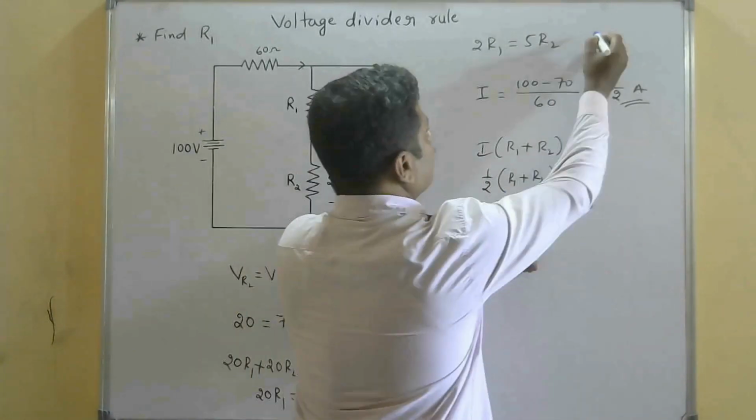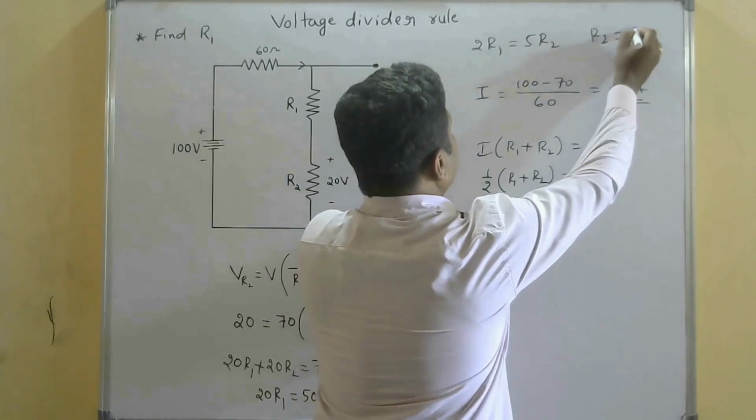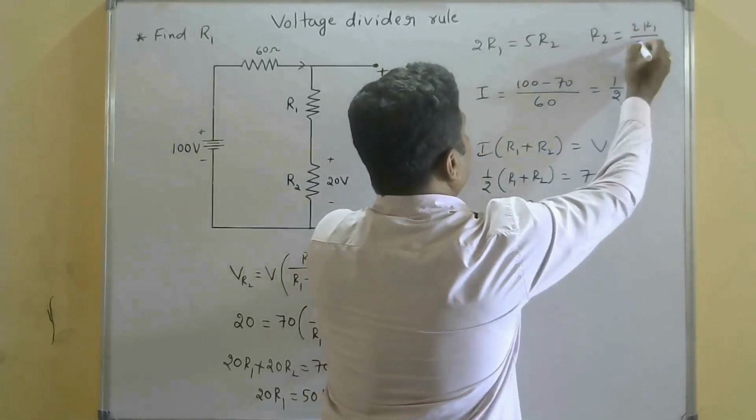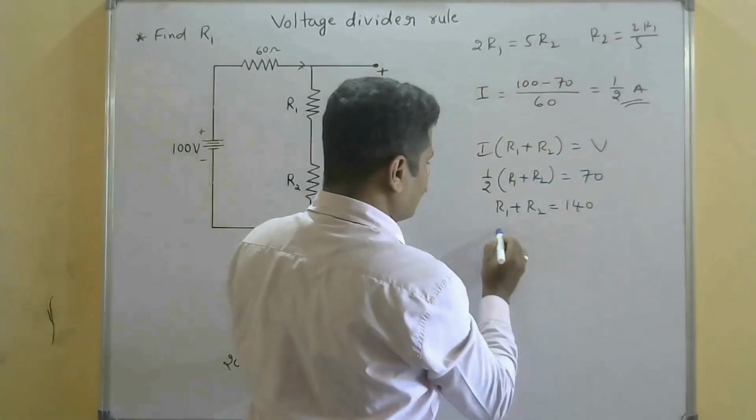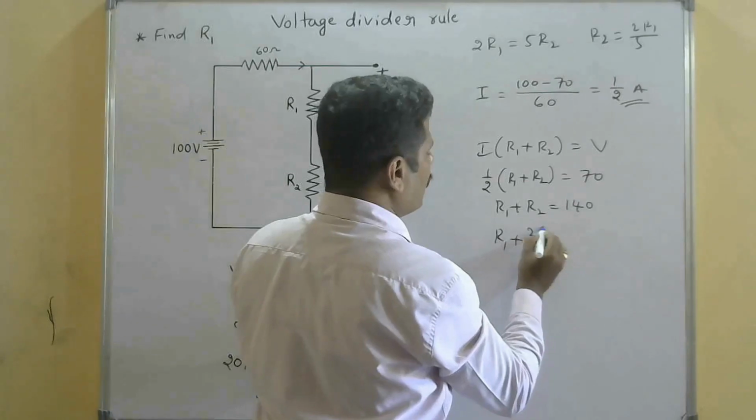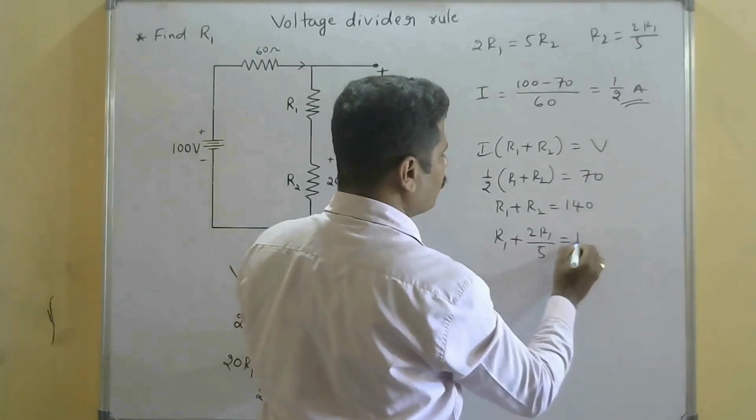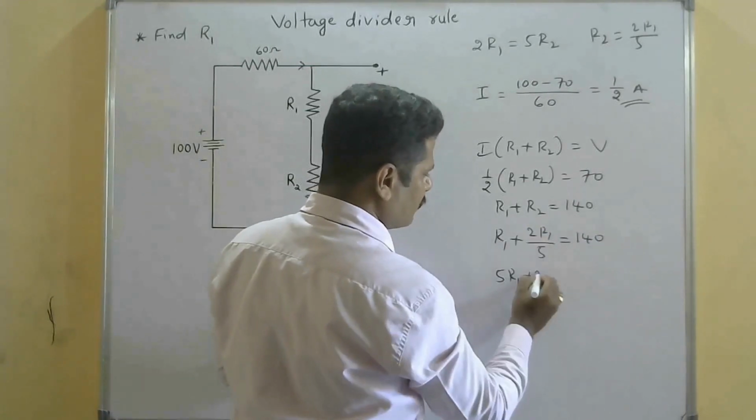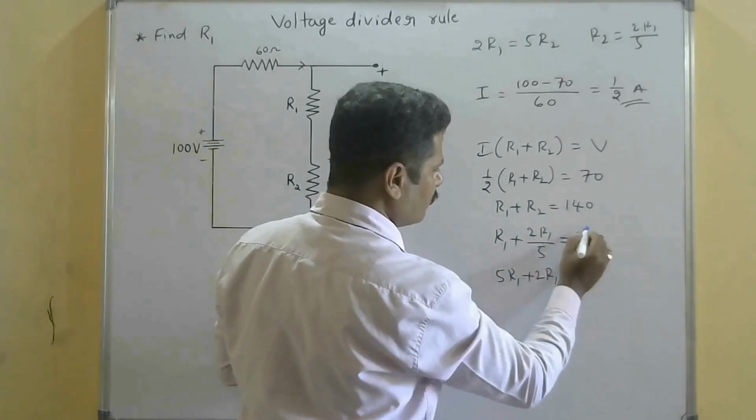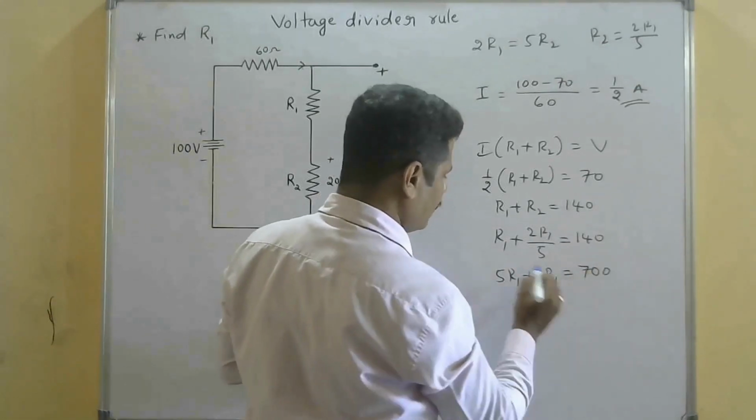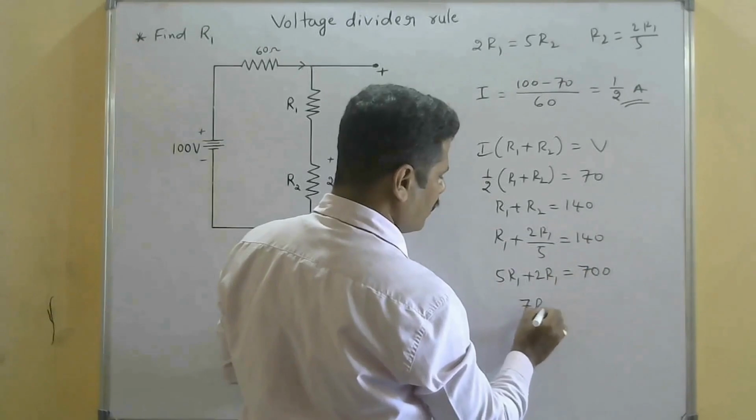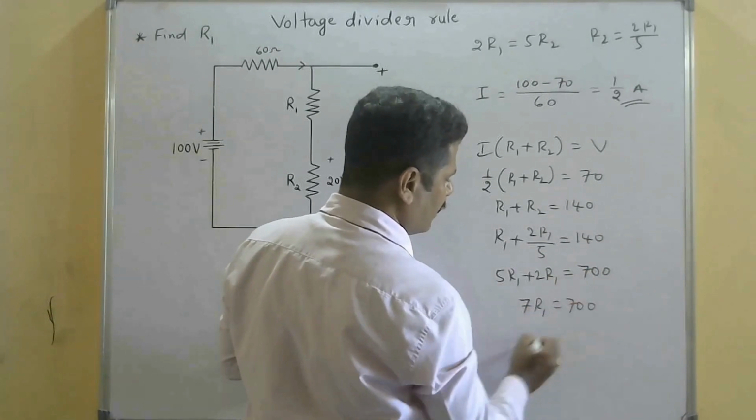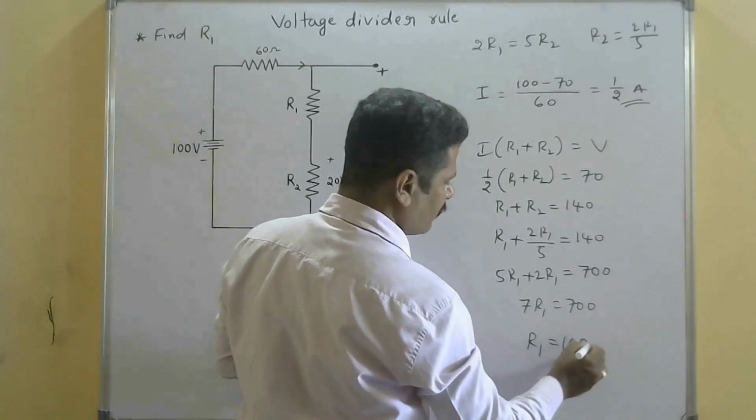If I substitute here, R2 is equal to 2 R1 by 5. So if I write R1 plus 2 R1 by 5 is equal to 140, this gives 5 R1 plus 2 R1 is equal to 700, and this is 7 R1 is equal to 700, and R1 is equal to 100 ohm.